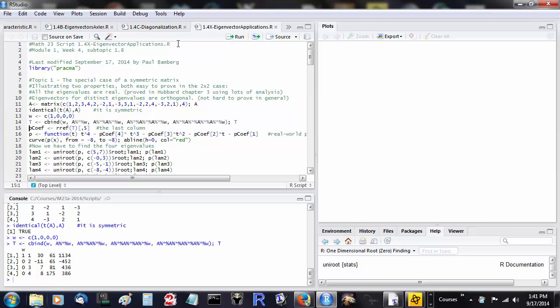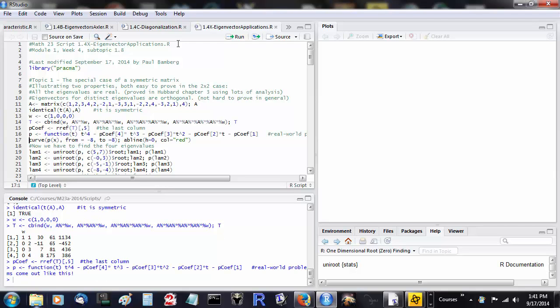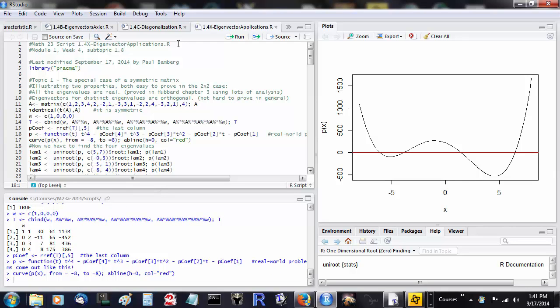Row reducing that matrix and keeping just the last column, because as you have by now figured out, it's the last column that contains the coefficients in the polynomial P of T. And so here is P of T written as a function in R. And since this is a 4th degree polynomial, the only way of finding its roots is to plot it and see where the graph crosses the horizontal line at 0. Notice there are 1, 2, 3, 4 crossings.